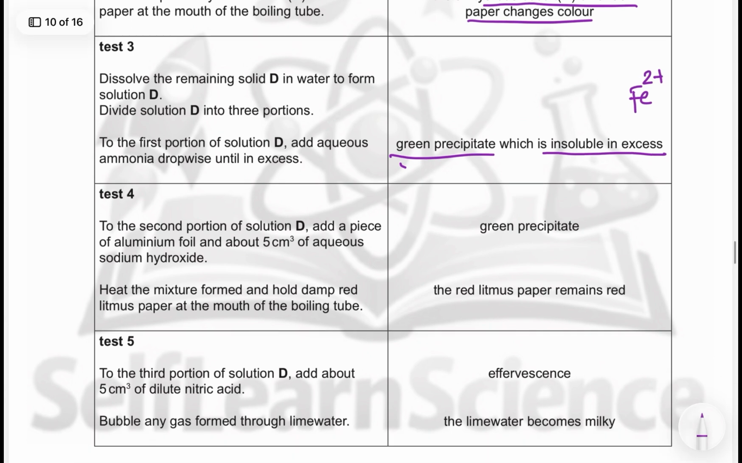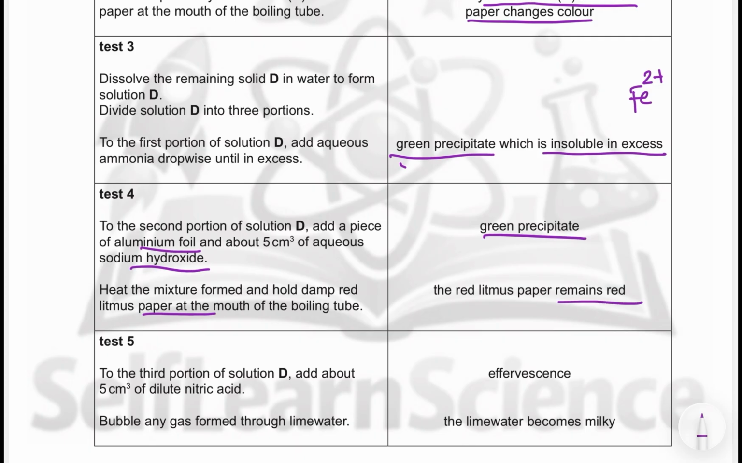In test 4, to the second portion of solution D, add a piece of aluminium foil and 5 centimeter cube of aqueous sodium hydroxide. The observation is green precipitate. Heat the mixture formed and hold damp red litmus paper at the mouth of the boiling tube. The damp red litmus paper remains red.